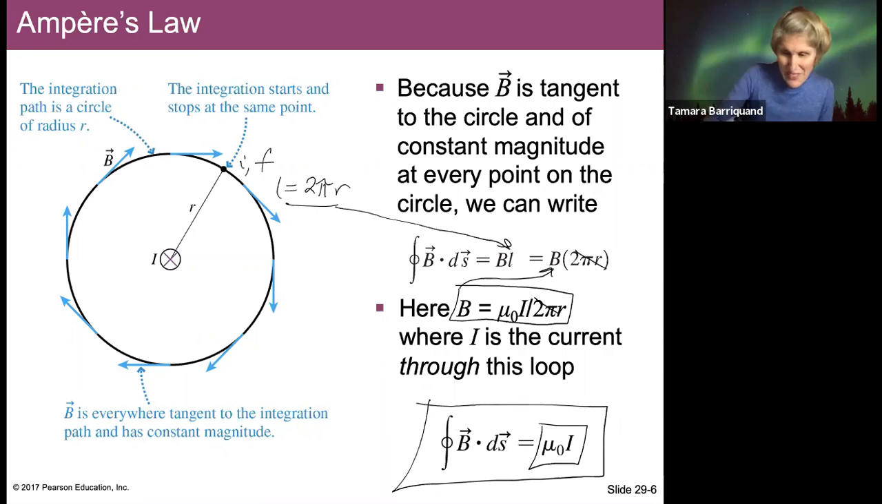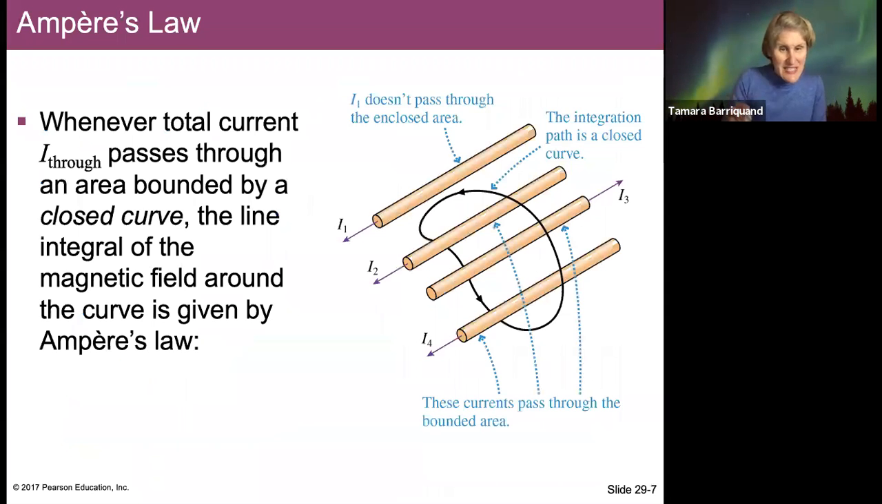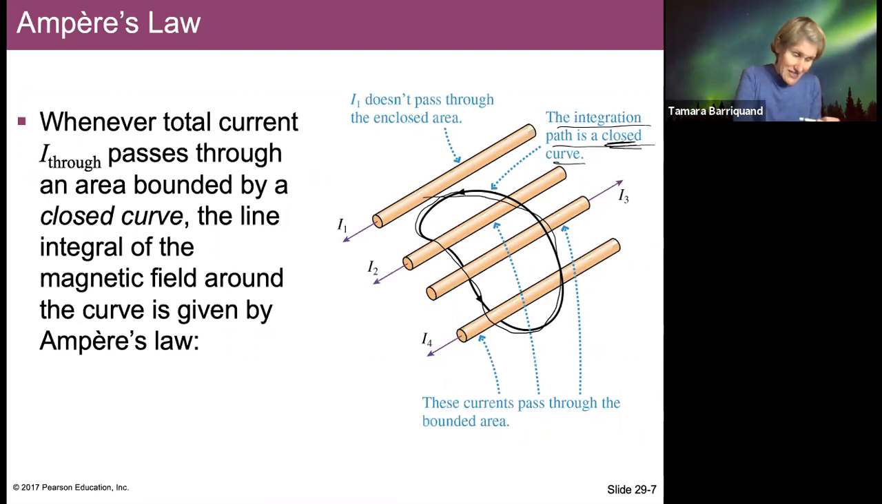But we can expand it. And so we see that even when we have our path, as long as it is a closed path, it can be any shape. So as long as the integration path is a closed curve, then in that case, whenever the total current I through passes through an area bounded by a closed curve, the line integral of the magnetic field around the curve will be given by Ampere's law.